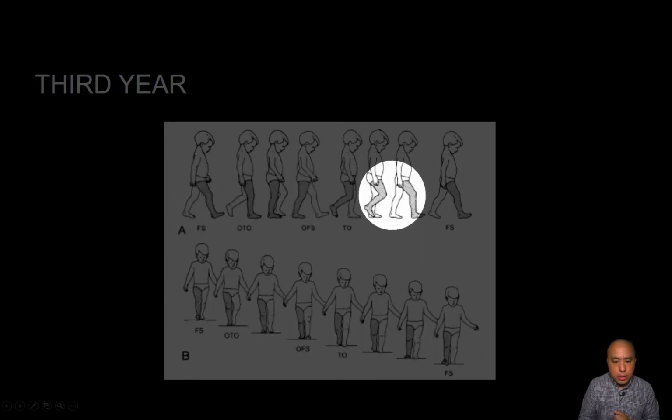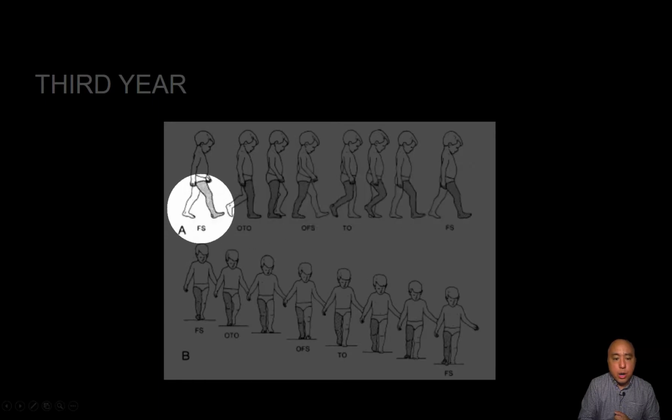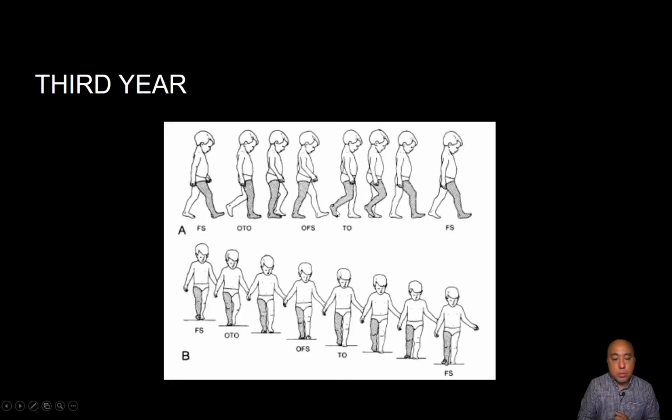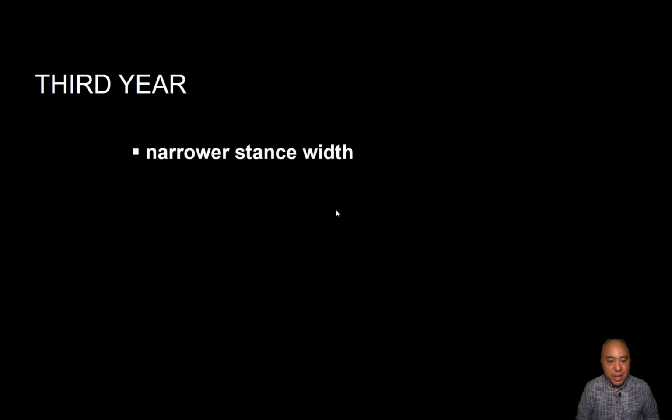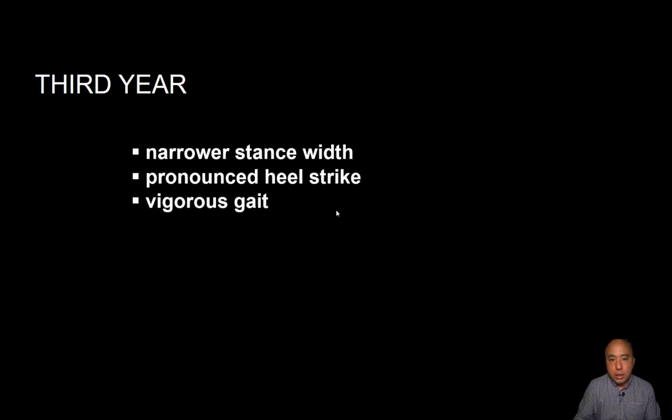Knee flexion extension now is pretty close to what we consider mature, normal kinematic patterns in terms of controlled knee flexion into extension, and of course knee flexion during the swing phase. And you can see here that the reciprocal arm swing becomes a lot more vigorous, and they become more confident in the way they walk. Pretty cool stuff. So as I mentioned, to summarize for the third year: narrower stance width, a more pronounced heel strike, and you get that heel rocker, that passive plantar flexion. Gait is a lot more confident, more vigorous, with high cadence, as I mentioned earlier.